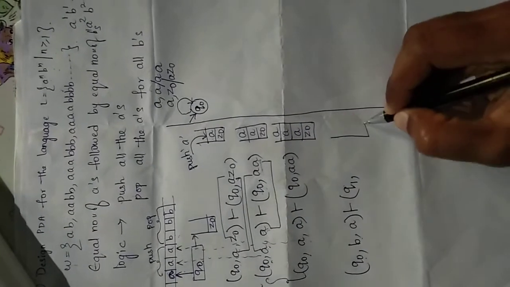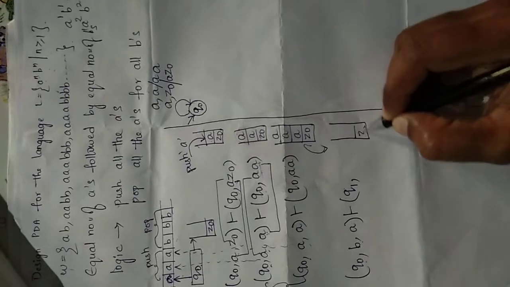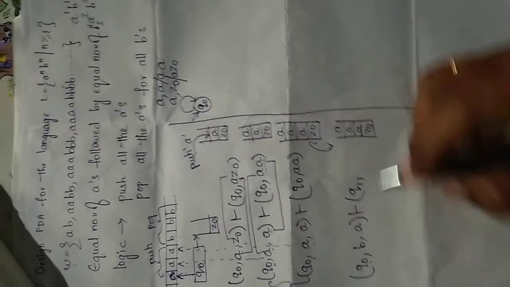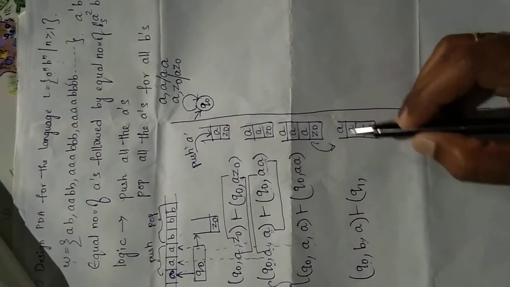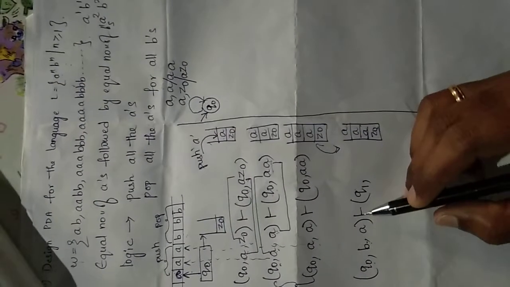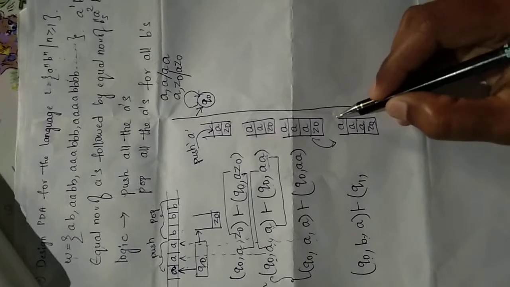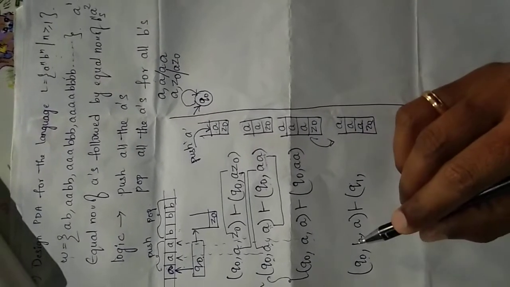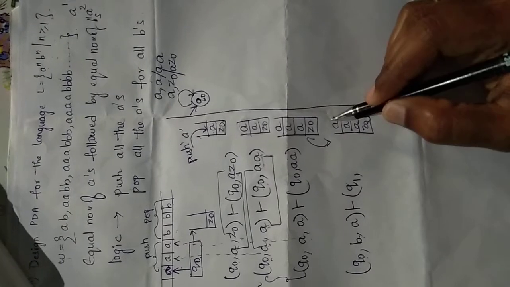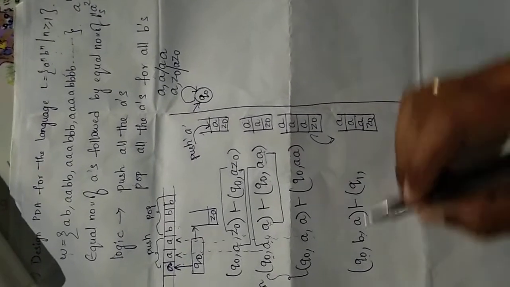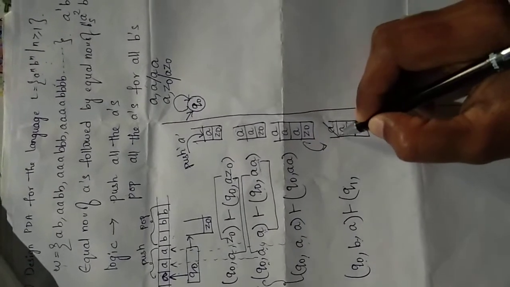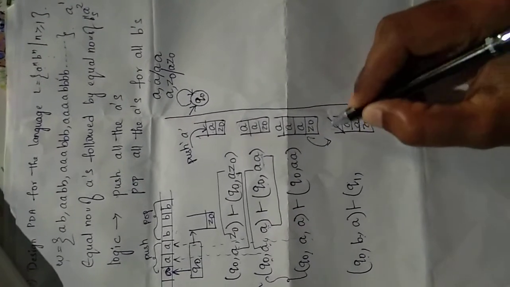Let us take the same representation here. Z naught A. So Q naught, B is the symbol and the top symbol is A. So what is the logic for B here? We need to remove one top symbol from the stack. For each and every B, you need to remove one A from the stack. Now for this B, I need to remove the top A symbol. If you are removing this one, now this place is empty.